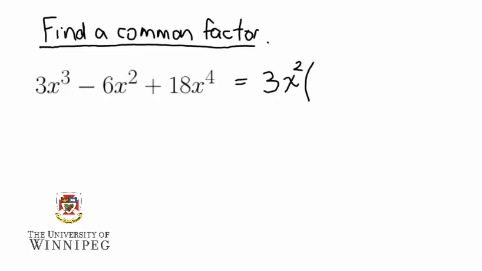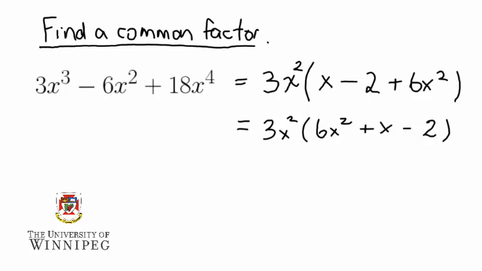3x cubed divided by 3x squared is x. Then we're going to subtract 6x squared divided by 3x squared, that's 2. And finally we add 18x to the power of 4 divided by 3x squared, and that is 6x squared.